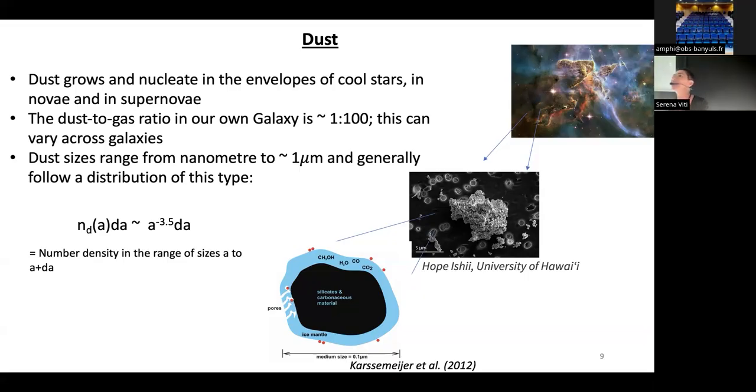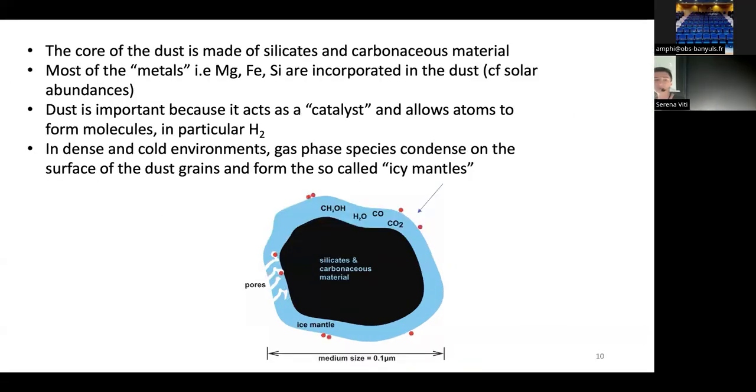Okay, dust grains are excellent catalysts for molecular formation. And this is why, okay? So I said to you, keep this image in mind. I had forgotten that it was just the next slide. So the core of the gas is made up of carbonaceous materials or silicates, okay? And this is where a lot of the metals, so what we astronomers call metals, will be incorporated. So when the dust is formed during stellar evolution, it's made up of these metals here.